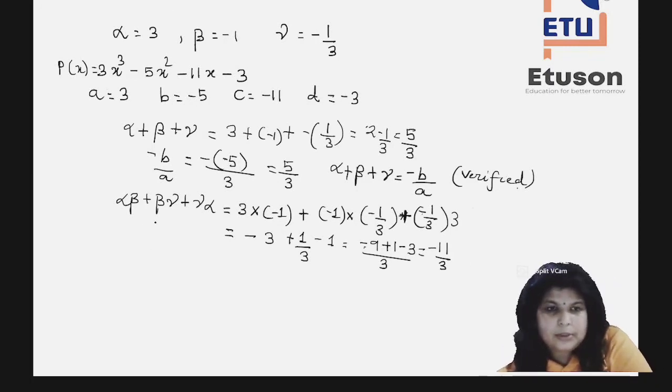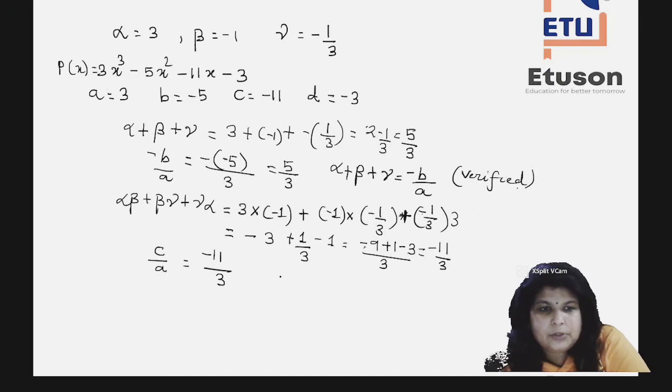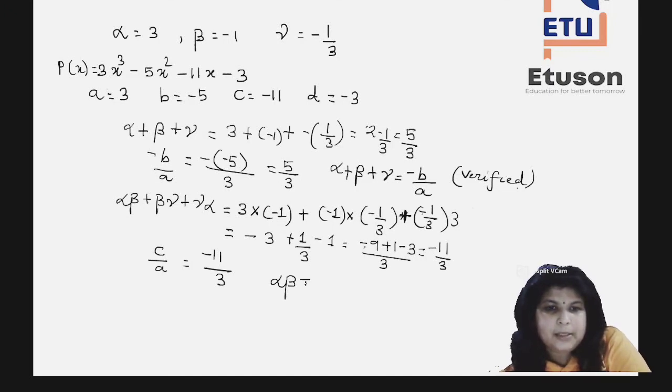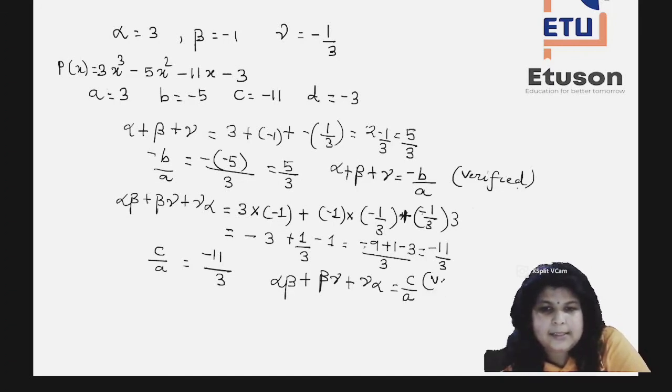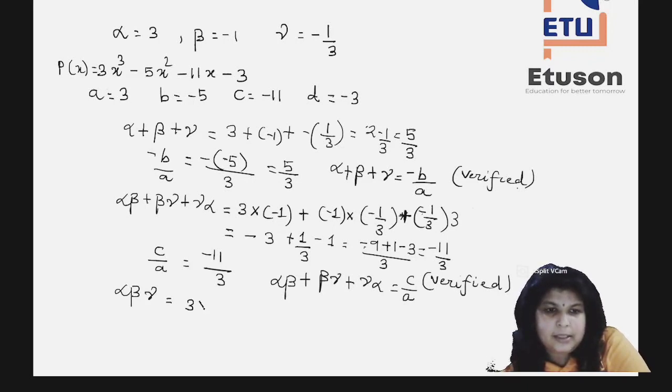So this is equal to c by a. So let us check the value of c by a. What is the value of c here? c is minus 11. What is the value of a here? 3. So minus 11 by 3. So the relationship alpha beta plus beta gamma plus gamma into alpha is equal to c by a is verified. Is verified.